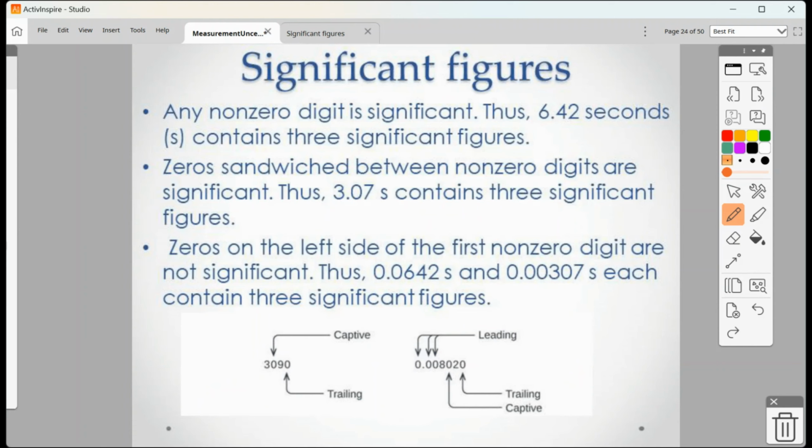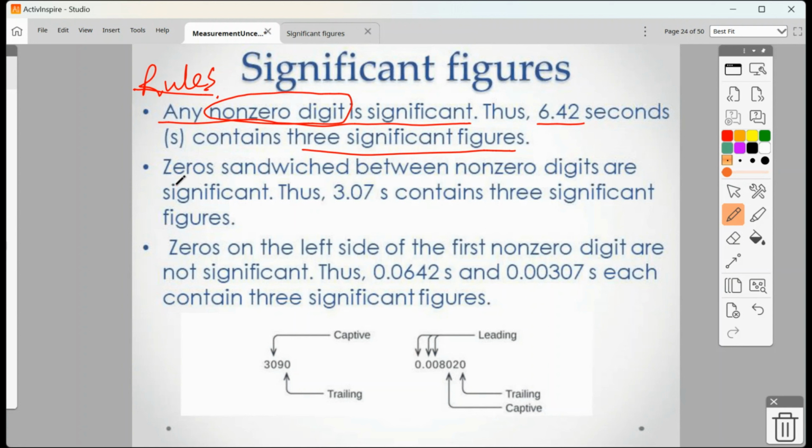So, the first thing we will discuss is the rules of significant figures. The first rule says that any non-zero digit is significant, and hence here we have three digits. All of them are non-zero digits. So we have three significant figures. This is the first rule. Non-zero digits are significant.